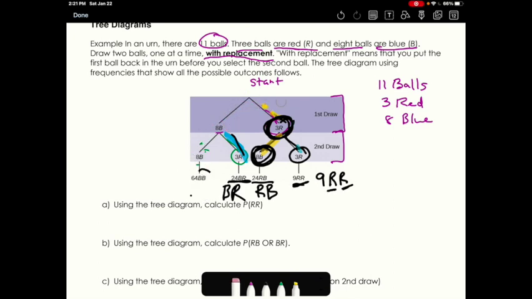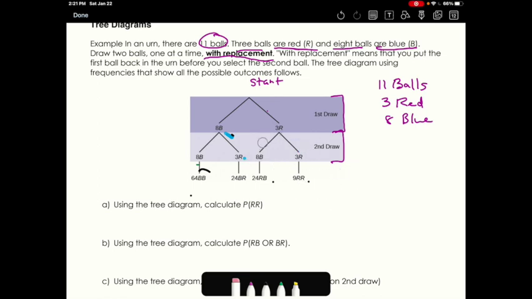Okay, so now that we see how the tree diagram was made, let me erase all my clutter here, and then we're going to use the tree diagram to answer our questions. Because we have 64 possible outcomes of getting 2 blues, then we have 24 and 24, which is a total of 48 of getting a blue and a red, and then 9 of getting a red and a red. There's a total number of 121 outcomes. All I did was add all of those up, 64 plus 24 plus 24 plus 9.